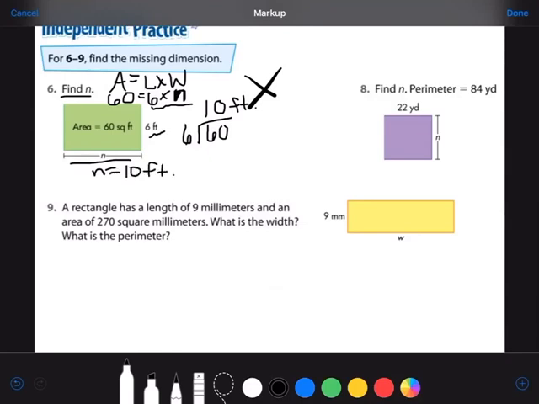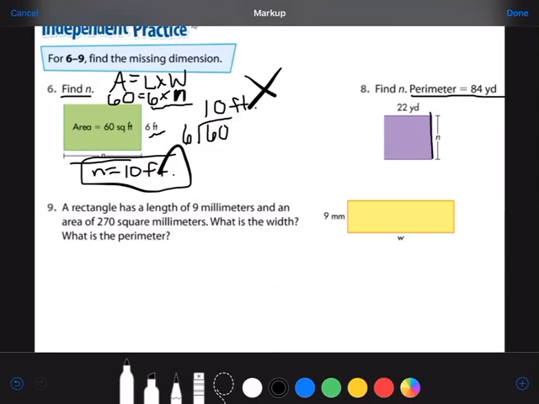10 times 6 is 60 for the area. We figured that one out pretty easily. Let's jump over to number 8 together. It says find n, so we're missing the length down the side. It's telling us that the perimeter equals 84 yards.